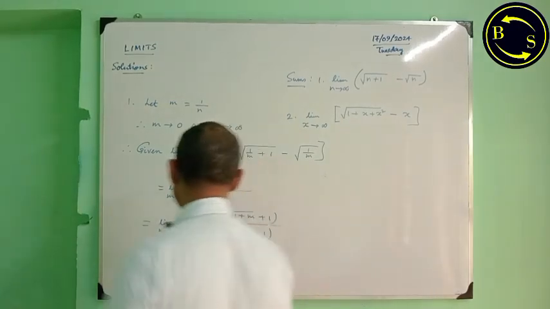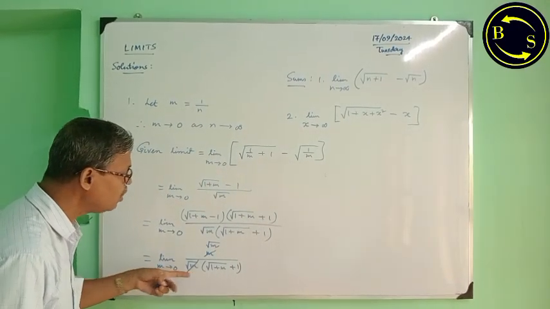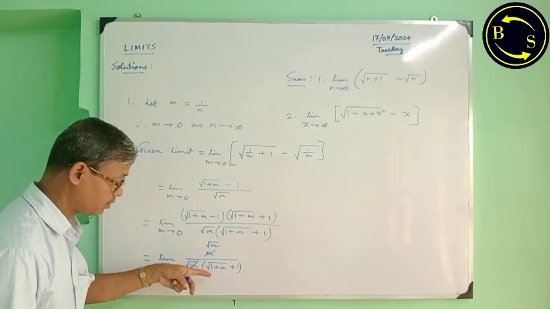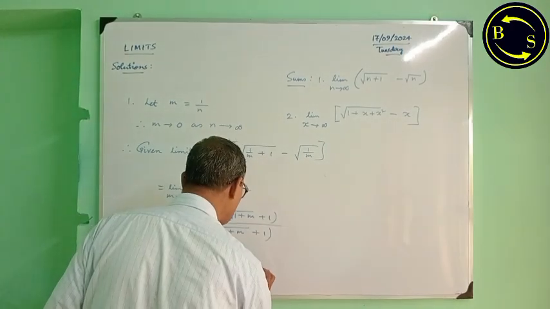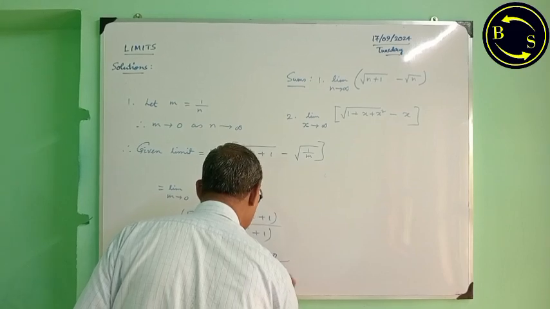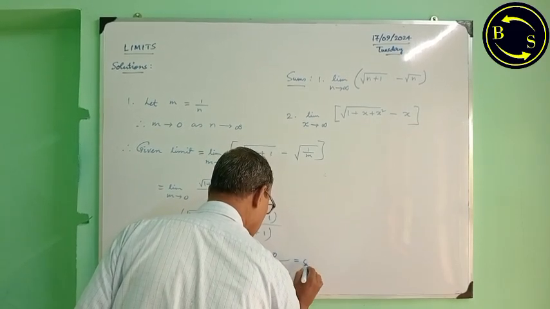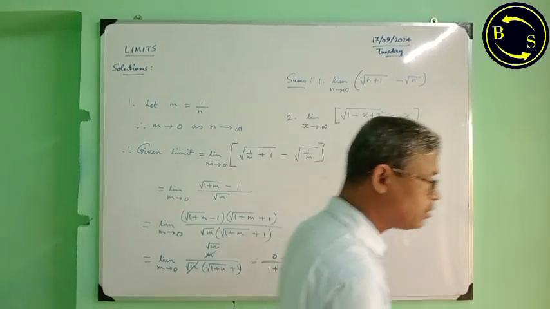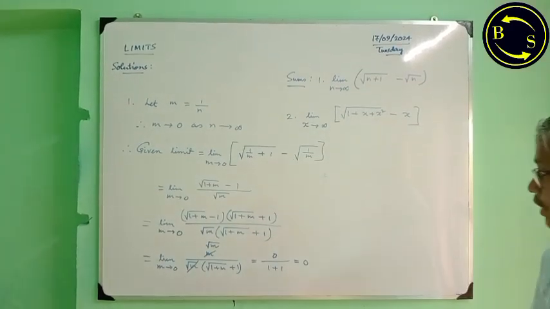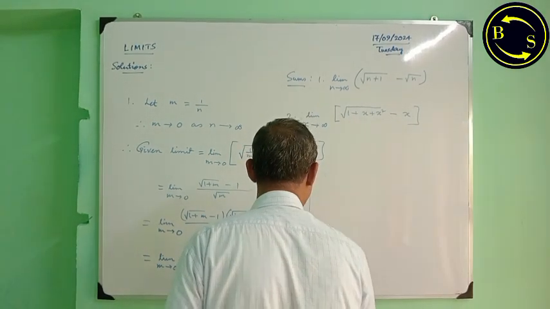Now, first you think, if we put the value m equal to 0, the denominator will not vanish. Therefore, I can now put the value m equal to 0, then numerator by 1 plus 1, therefore the result will be 0. Thus, finally, the limiting value is 0 for the first sum. Now, I solve number 2.